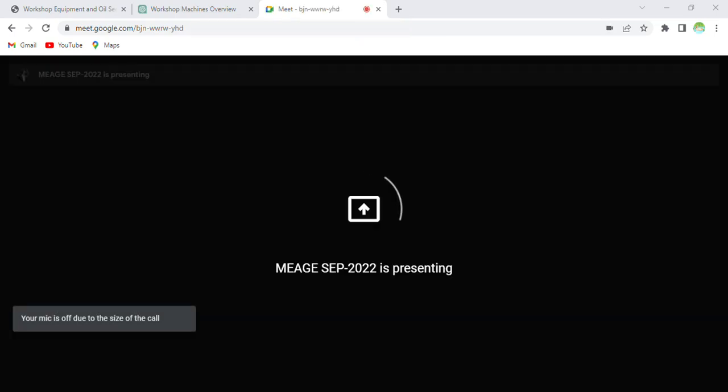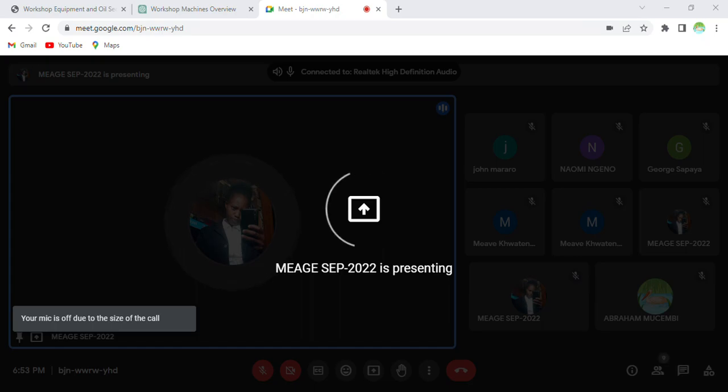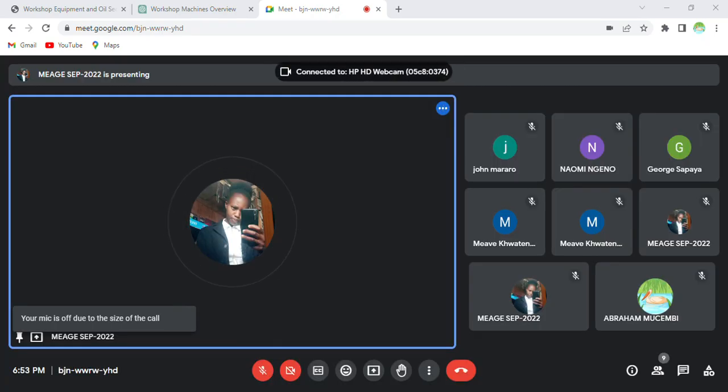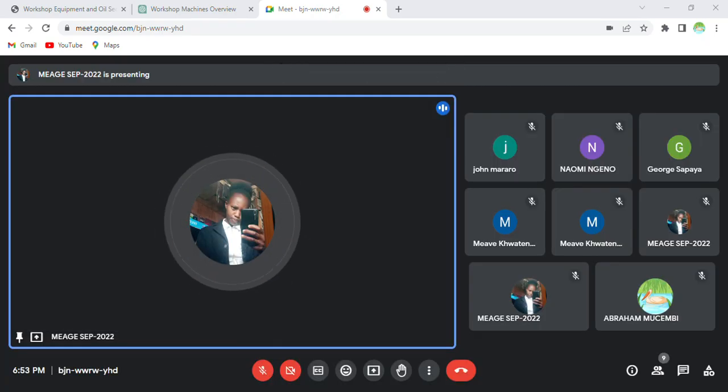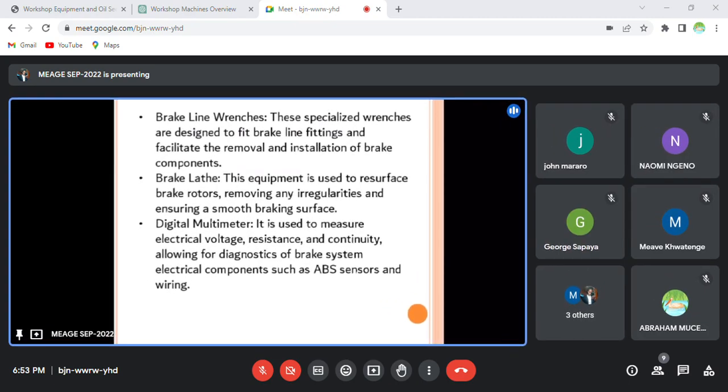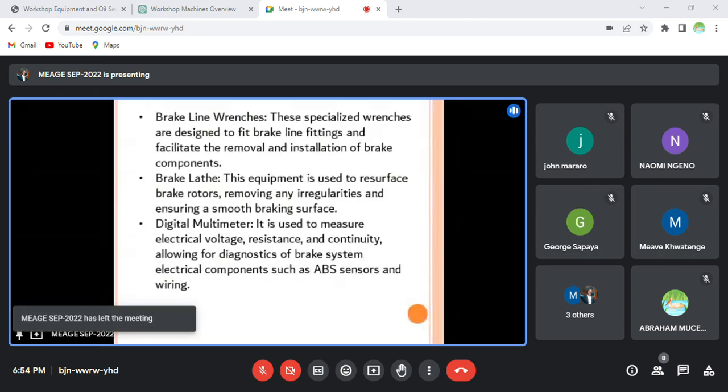Also the brake line wrenches, and these specialized wrenches are designed to fit the brake line fittings and facilitate the removal and installing of the brake components. We have the brake lathe, and this equipment is used to resurface brake rotors, removing any irregularities and ensuring a smooth braking surface.